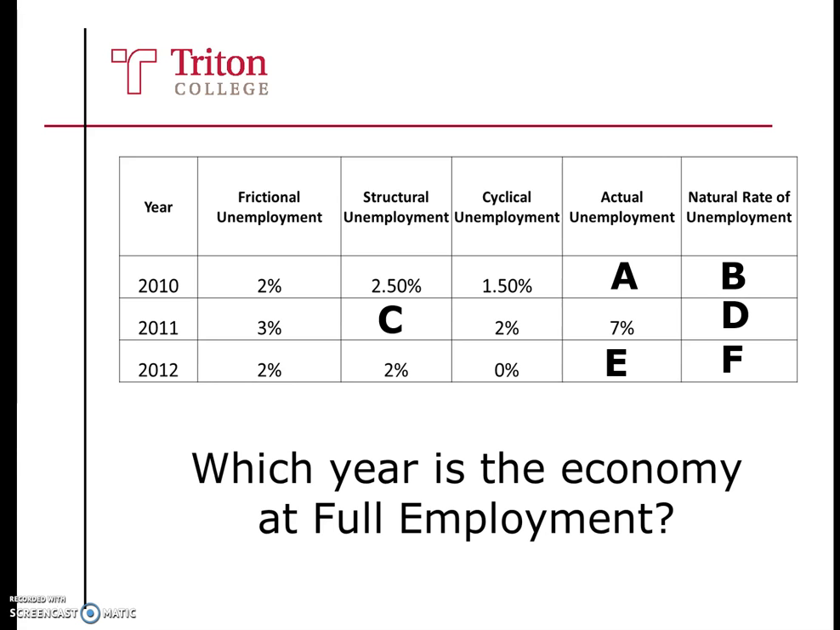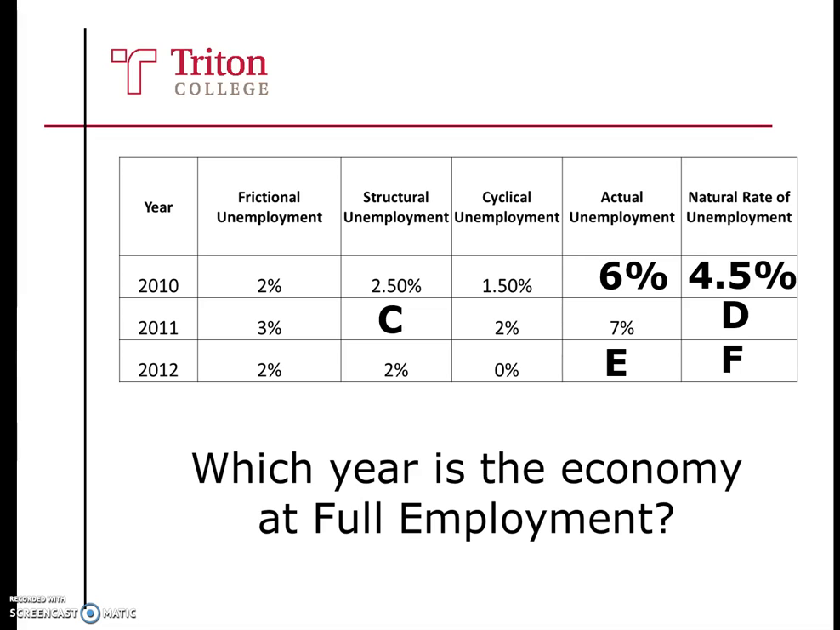In year 2010, what is the actual unemployment rate? Remember, the actual unemployment rate is frictional plus structural plus cyclical, 2% plus 2.5% plus 1.5% would be 6%. Remember, the natural rate of unemployment is just frictional plus structural. So in 2010, it will be 2 plus 2.5, 4.5%. So in 2010, the actual does not equal the natural unemployment rate. So full employment is not in year 2010.